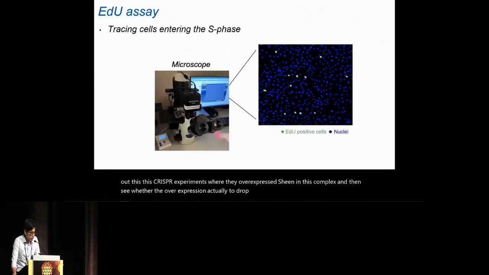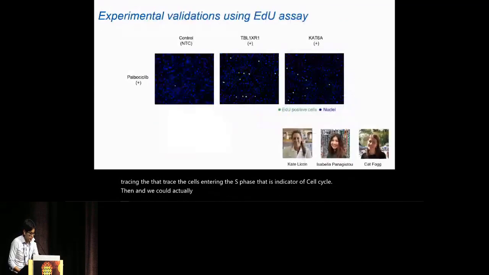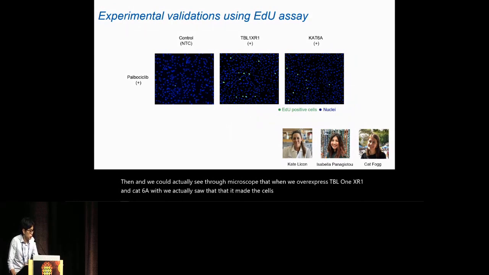Using the EdU assay that traces the cells entering the S phase, which is an indicator of cell cycle, we could actually see through a microscope that when we overexpress TBL1XR1 and KAT6A, it made the cells more tolerant to drug exposure. So we actually validated one of the hypotheses that was generated from our visible AI model.